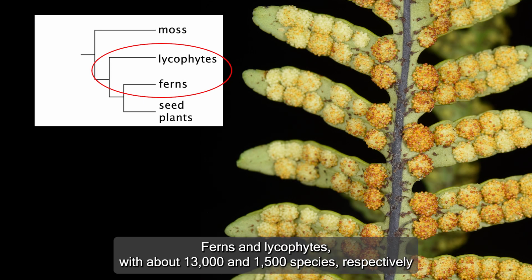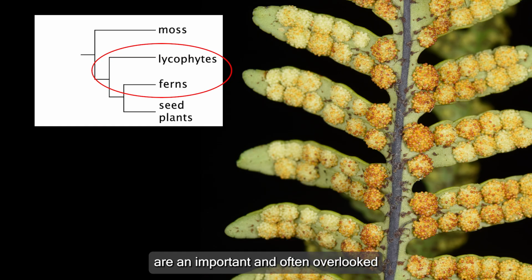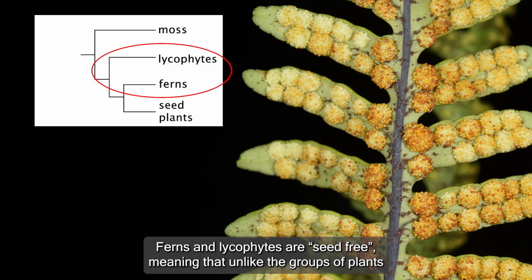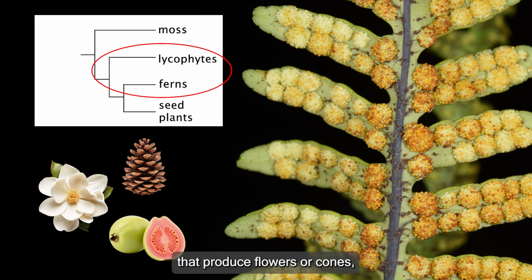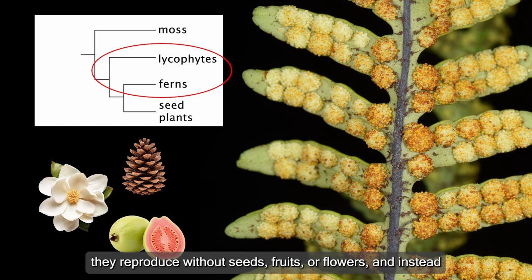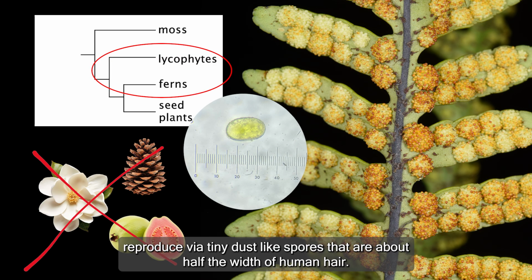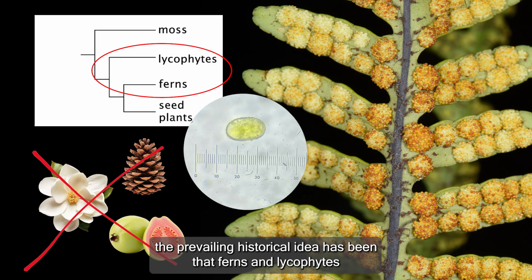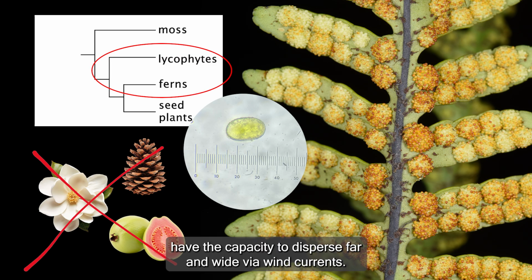Ferns and lycophytes, with about 13,000 and 1,500 species respectively, are an important and often overlooked component of both tropical and temperate ecosystems. Ferns and lycophytes are seed-free, meaning that unlike the groups of plants that produce flowers or cones, they reproduce without seeds, fruits, or flowers, and instead reproduce via tiny dust-like spores that are about half the width of human hair. Because of the microscopic size of these spores, the prevailing historical idea has been that ferns and lycophytes have the capacity to disperse far and wide via wind currents.